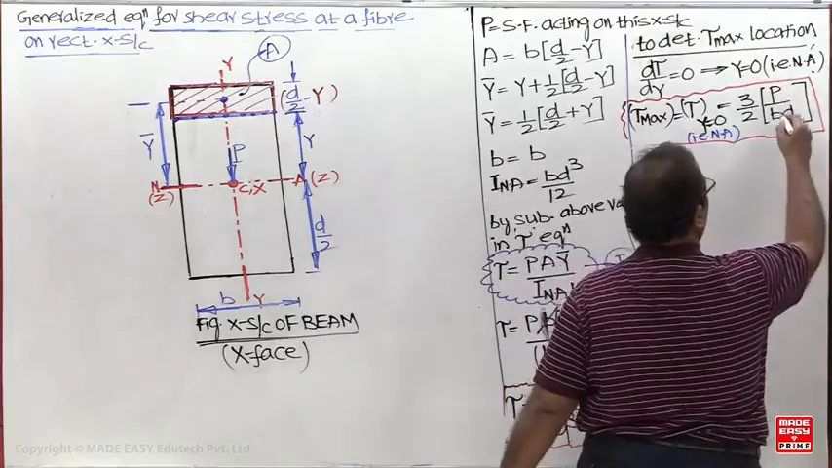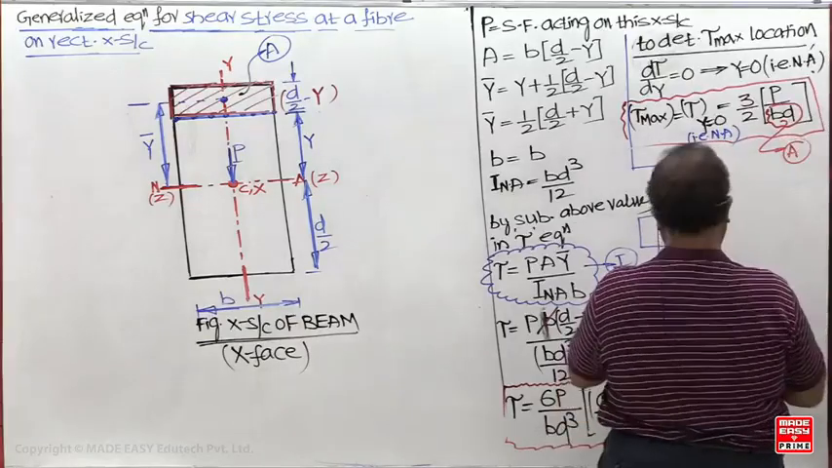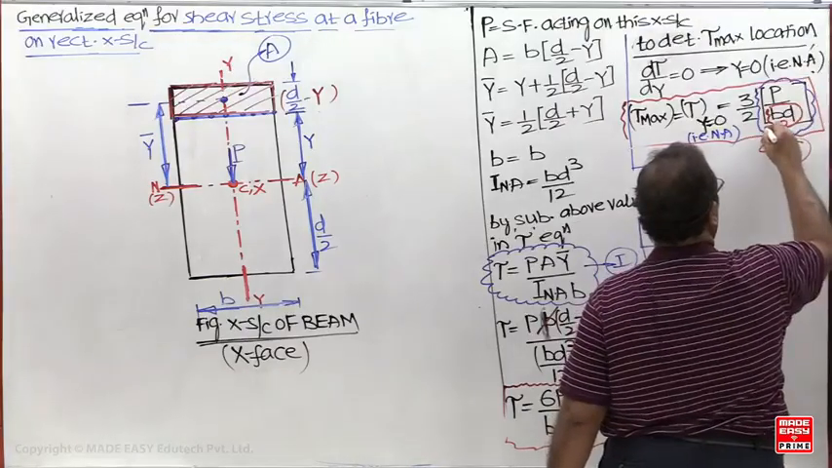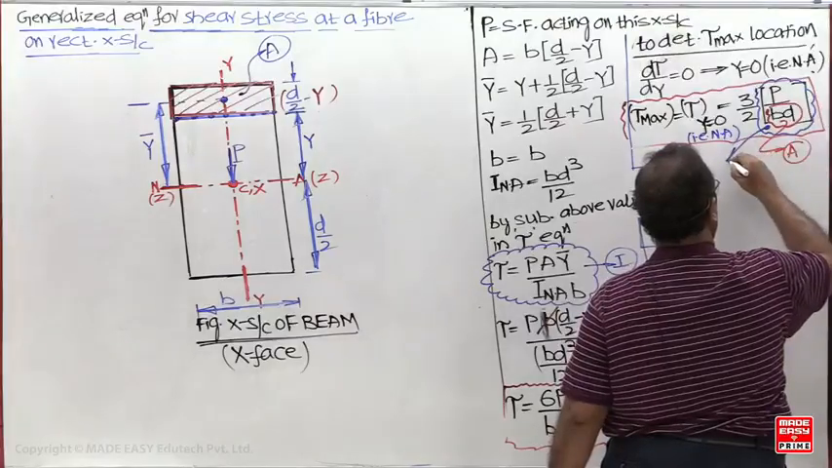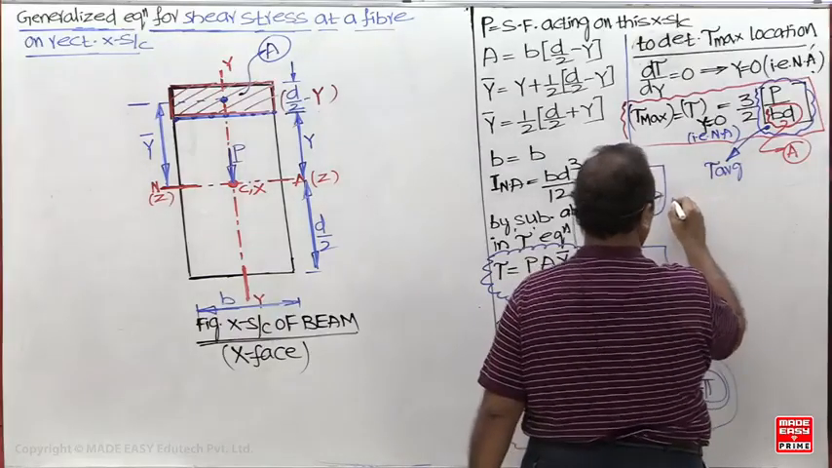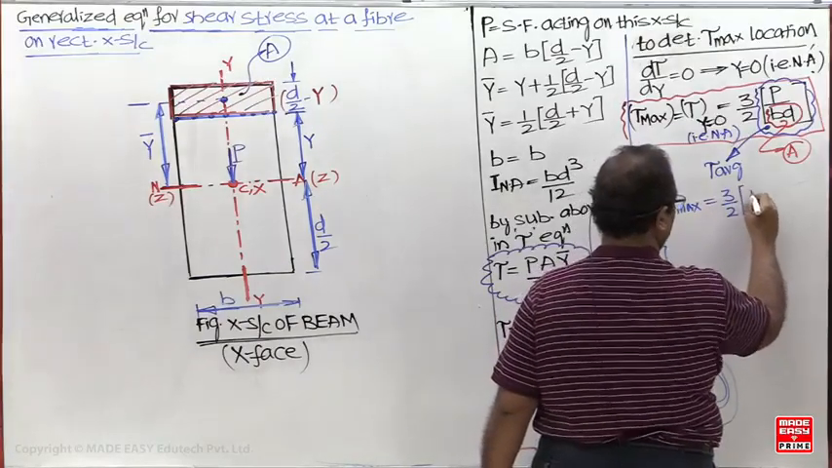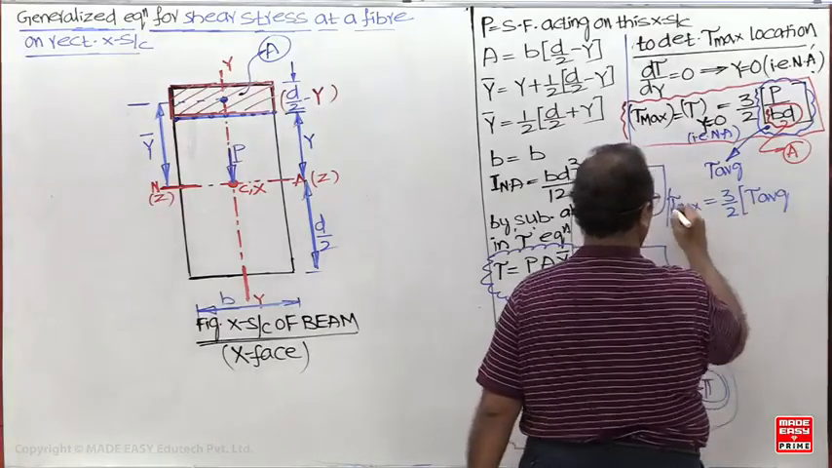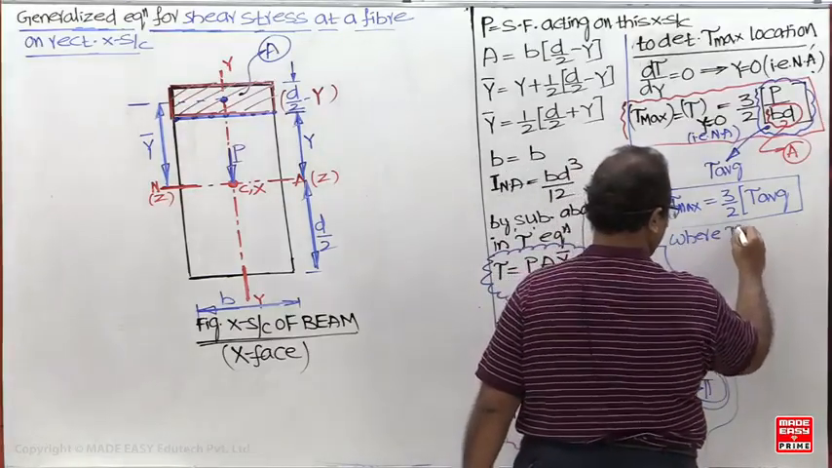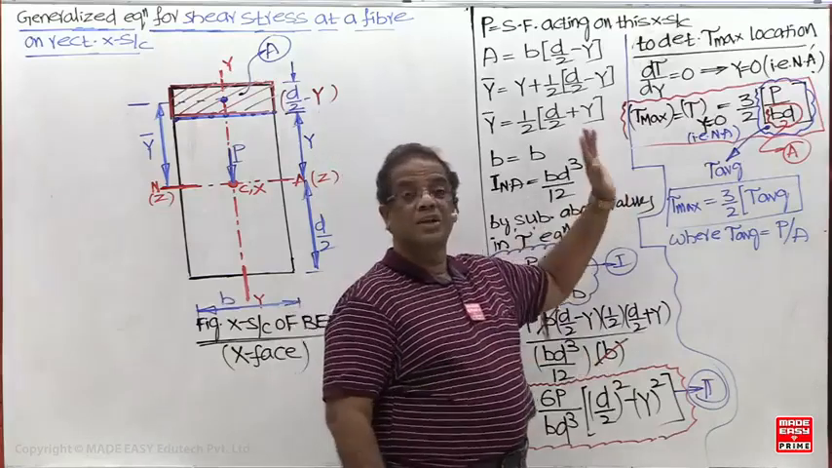So what is this term called? Area. And what is this overall term called? This overall term is called the average shear stress. P by A is representing the average shear stress. So what is the maximum shear stress? So this is easy to remember.